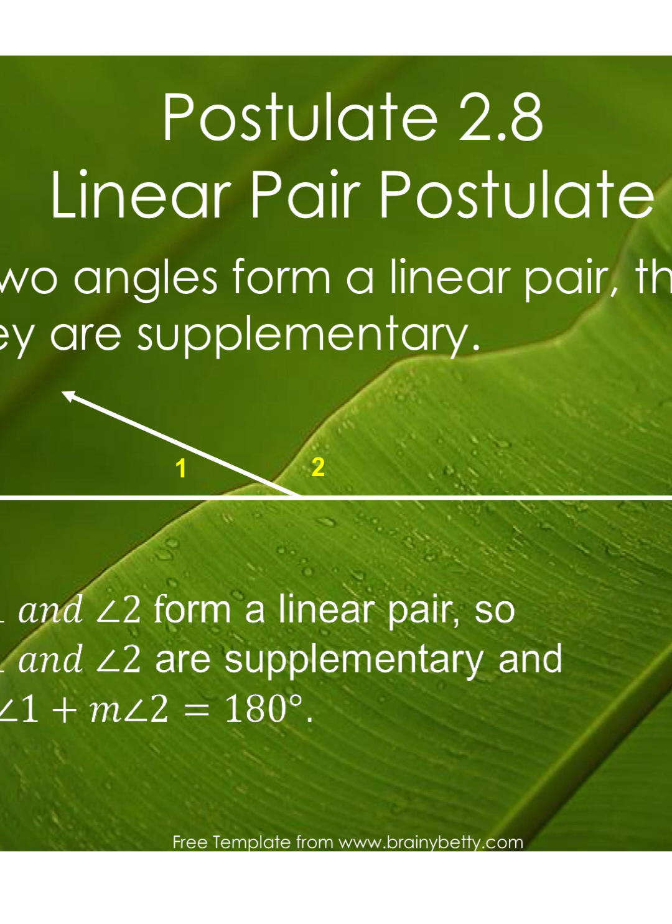Now this is postulate 2.8. Again, don't worry about the number. So, linear pair postulate. If two angles form a linear pair, then they are supplementary. So if angle 1 and angle 2 form a linear pair, then angle 1 and angle 2 are supplementary, and the measure of angle 1 plus the measure of angle 2 equals 180. You guys have seen these already. The addition of these two angles is going to equal 180 because it's a straight line.